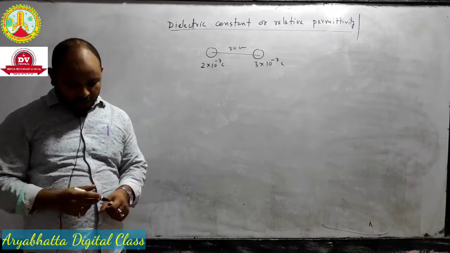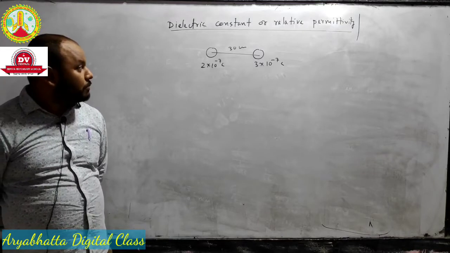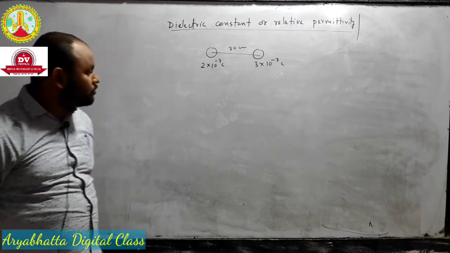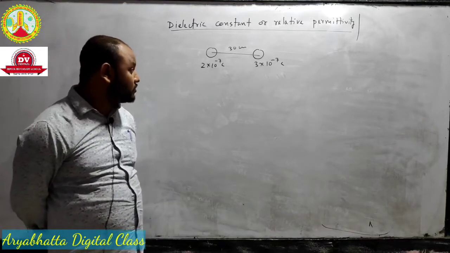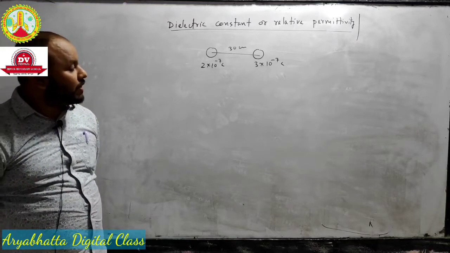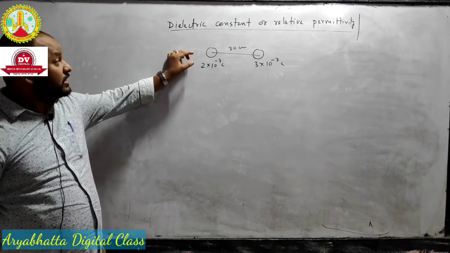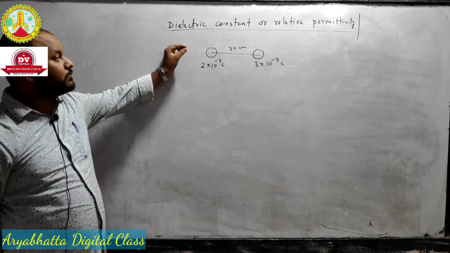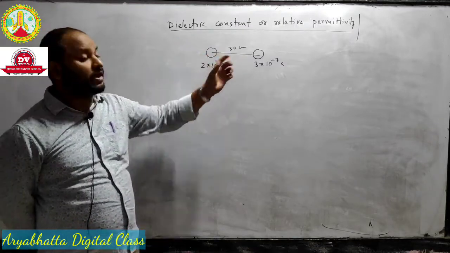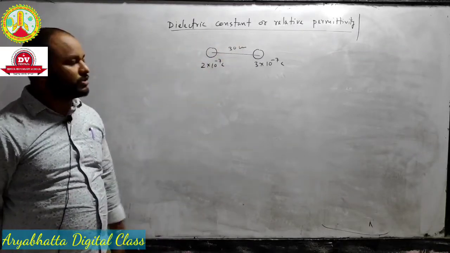So in the first question there are two spheres of charges, and the amount of charge on the first sphere is 2 into 10 to the power minus 7 coulomb. On the second sphere, what is the charge? 3 into 10 to the power minus 7 coulomb, and they are separated by 30 centimeter. You remember the spheres are very small, or you can say the radius of the sphere is negligible compared to 30 centimeter. That is why we can consider the two spheres as point charges.